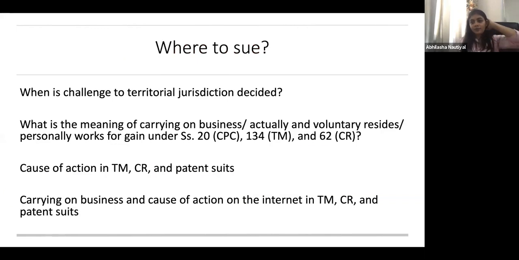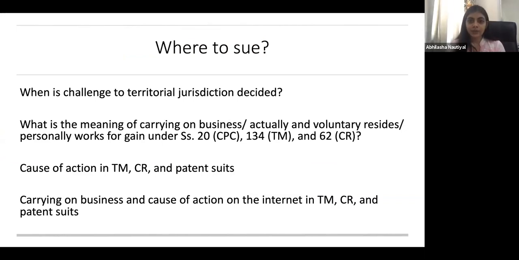If you decide to go ahead with a lawsuit in an IP matter, one of the most complex and ever evolving areas is where to sue. What is the appropriate territorial jurisdiction to file a lawsuit? This has undergone a lot of shift over the years, and there's a lot of judgment law in this field in addition to the statute.